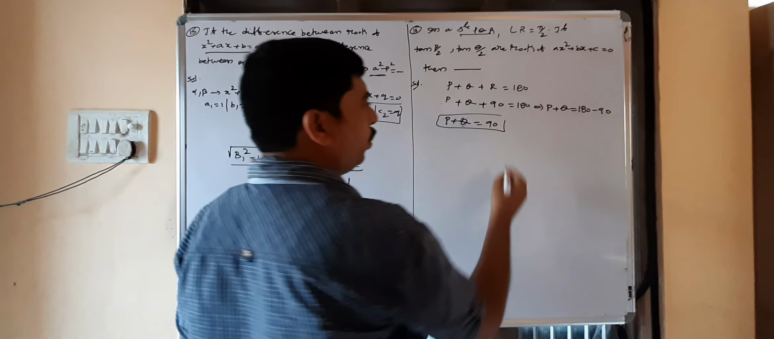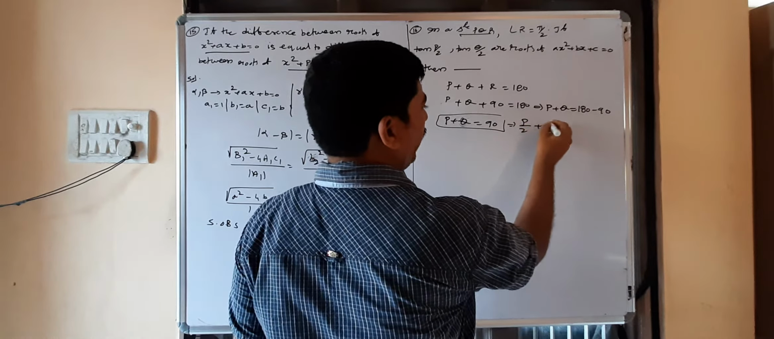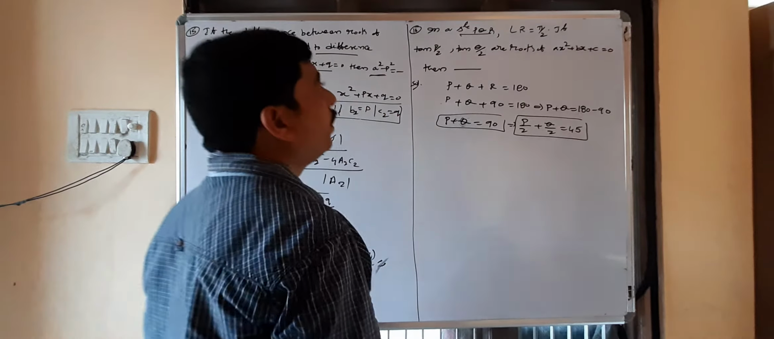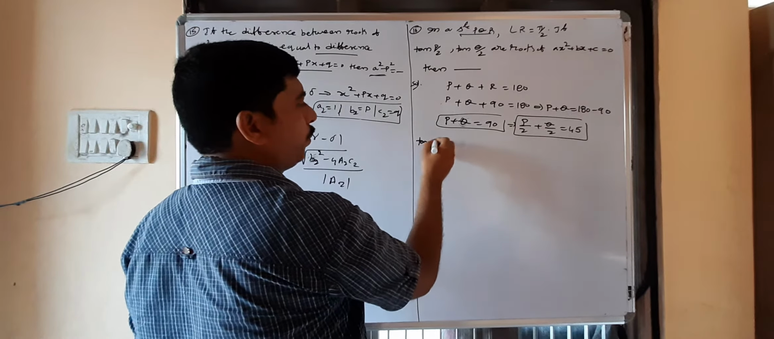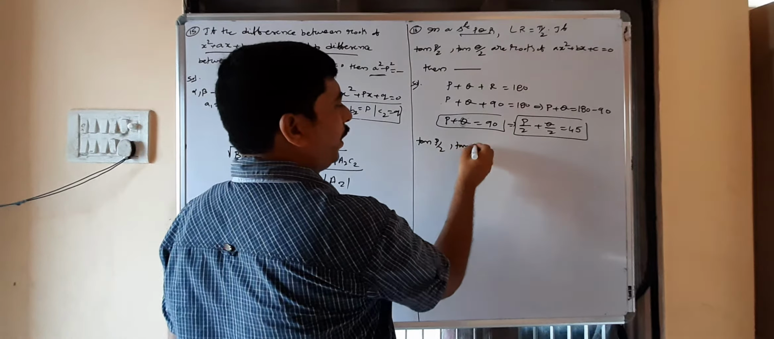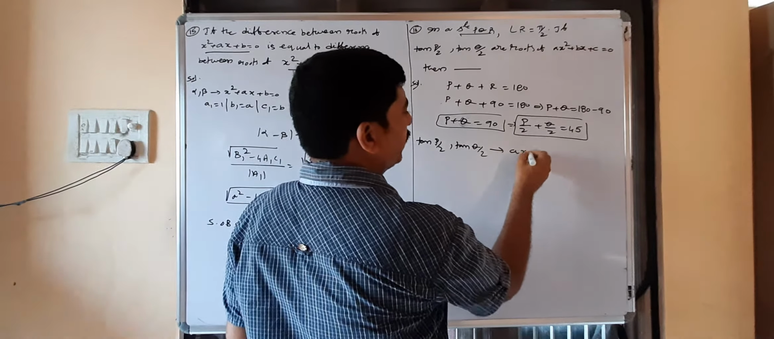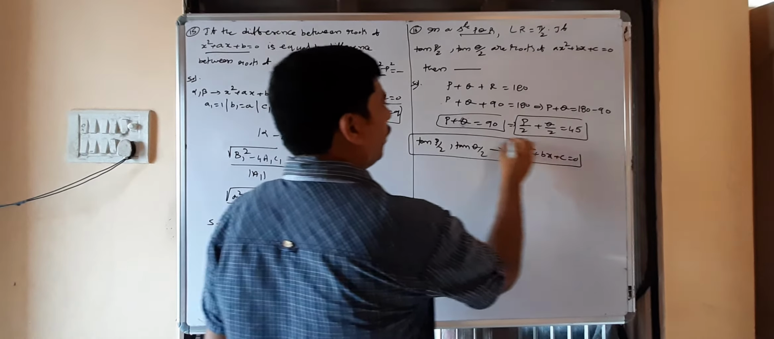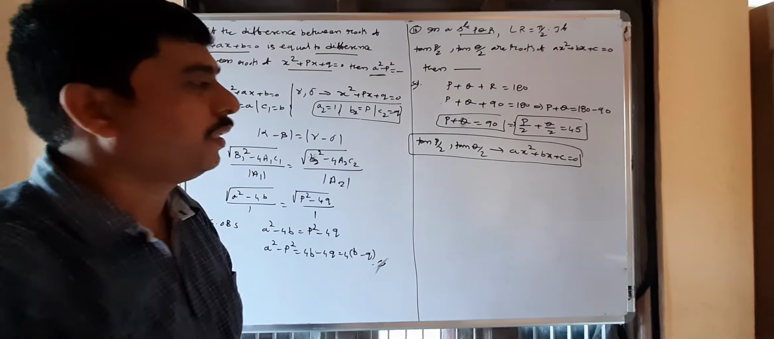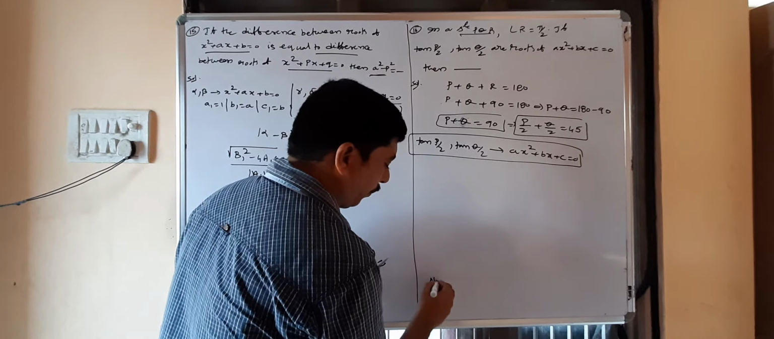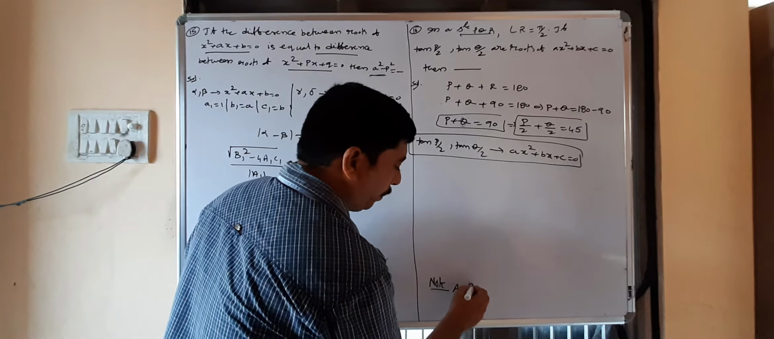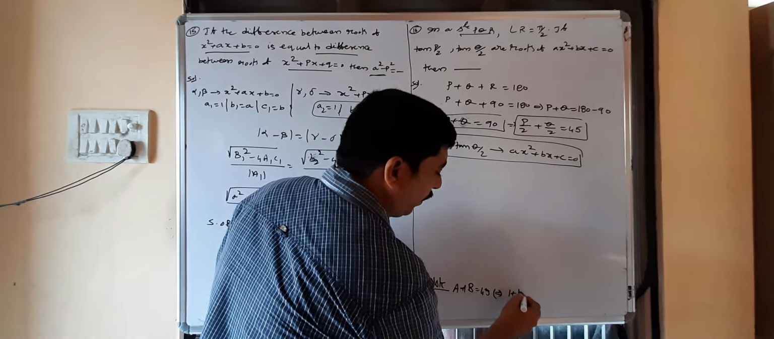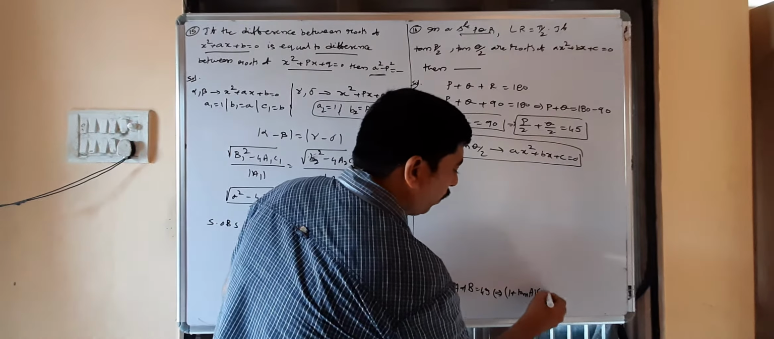We have to divide by 2. We get P by 2 plus Q by 2 is 45, since 90 by 2 is 45. Given tan P by 2 comma tan Q by 2 are the roots of ax square plus bx plus c. In trigonometry, first year compound angles: if a plus b equals 45, then (1 plus tan a)(1 plus tan b) equals 2.